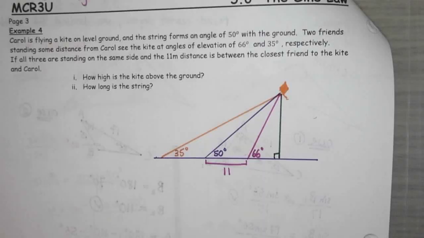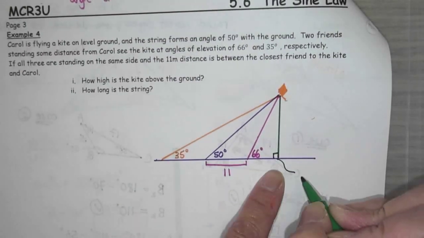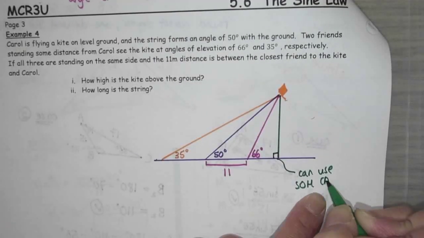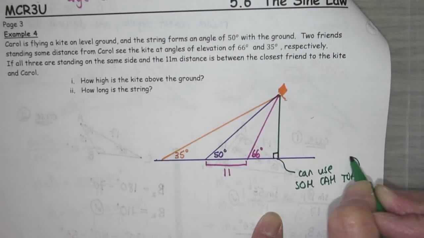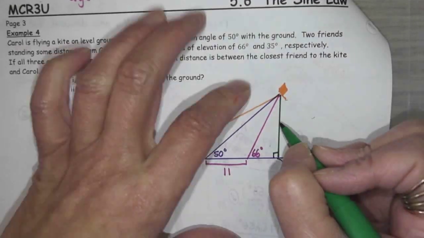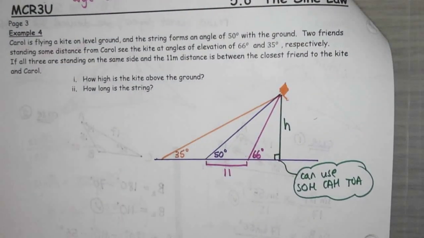So I want to find the height. So if this is 90 degrees, I can use SOHCAHTOA. Okay, that's my brain going, ooh, I'm allowed to. If I can, I want to find the height. So I want to find that height. How high is the kite? Oh, that's my first question. Okay, so let's find the height.